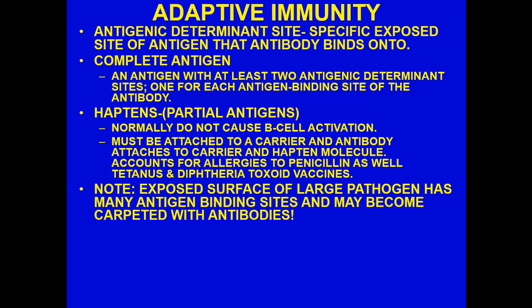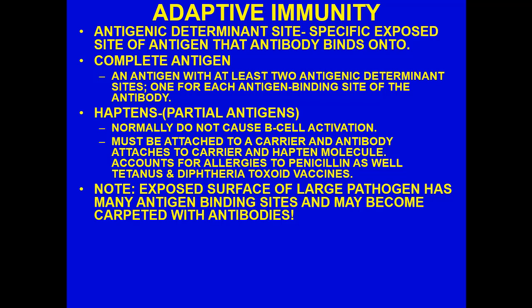But what if the molecule's smaller? This is where you get into what's called haptens, or partial antigens. Normally, they don't cause B cell activation. They must be attached to a carrier. This is where you have to match up a larger molecule with the hapten and attach them in some way, okay? Once you have this attached to the carrier, the antibody will attach to both the carrier and the hapten molecule. And this accounts for allergies to penicillin.